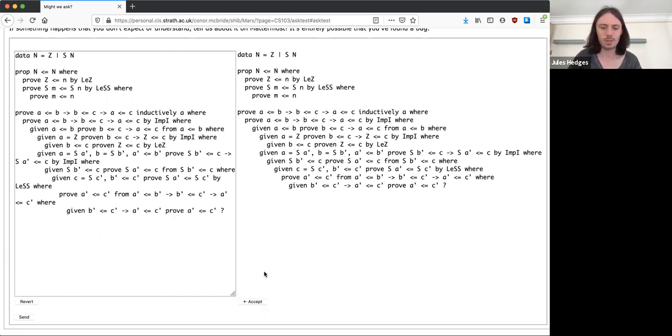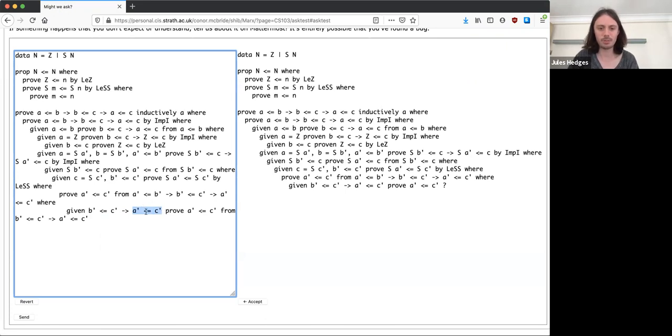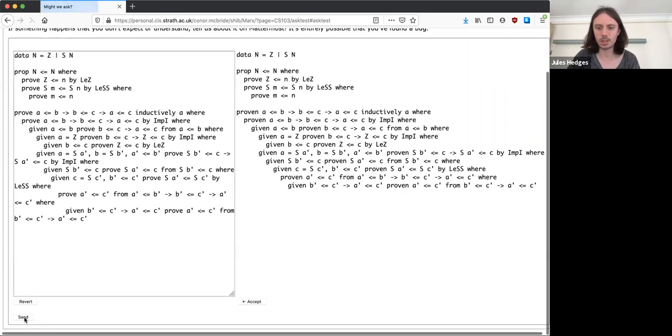And I still have to prove the same thing, but now I really am done, because now I can say from this, and now B prime is less than or equal to C prime is a given, and the thing it gives me back, A prime is less than or equal to C prime, is exactly my goal. So now Ask will accept this. And now we're done.